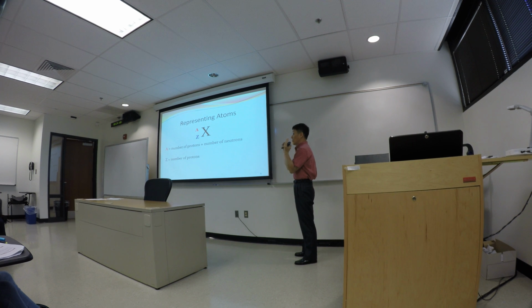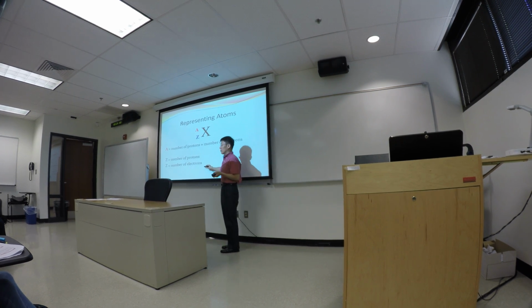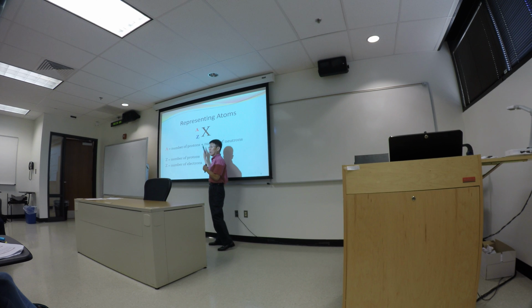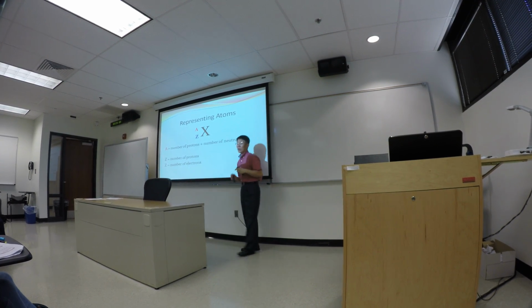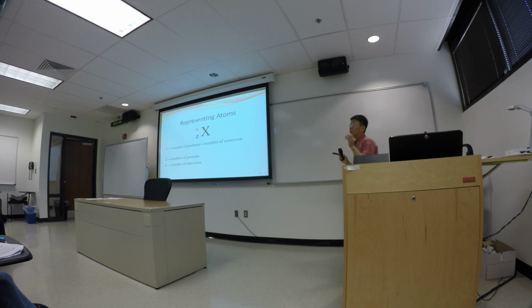Positive charge and negative charge within an atom. Therefore, Z is also the number of electrons. So when you look at a symbol like this, this number tells you how many protons and neutrons total are in that particular element. This number tells you how many protons and how many electrons are in there. So using this particular symbol, you will be able to determine the total number of protons, neutrons, and electrons.